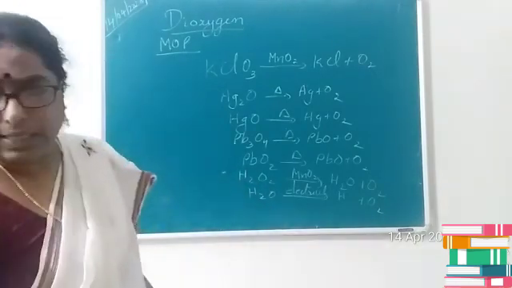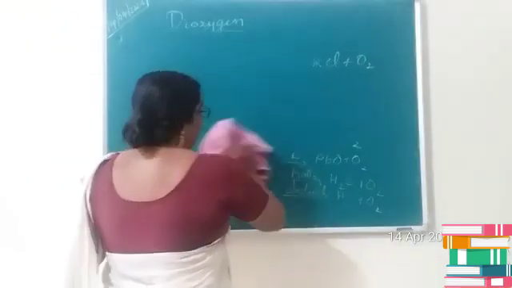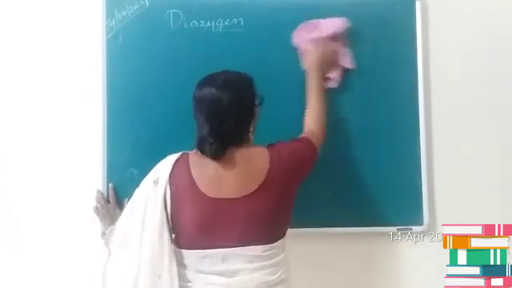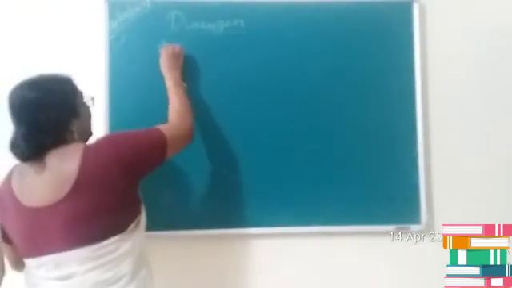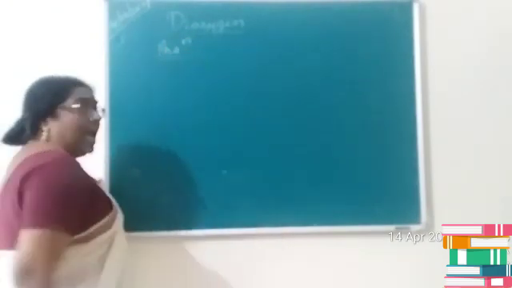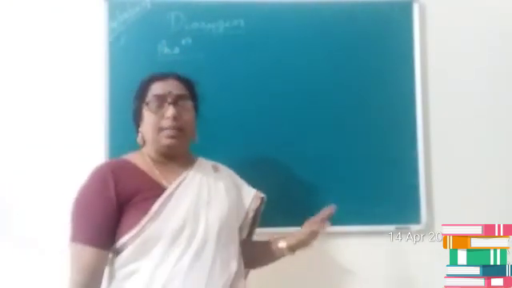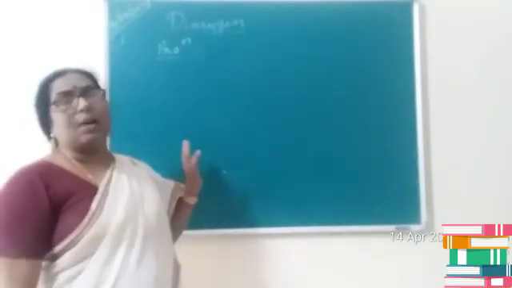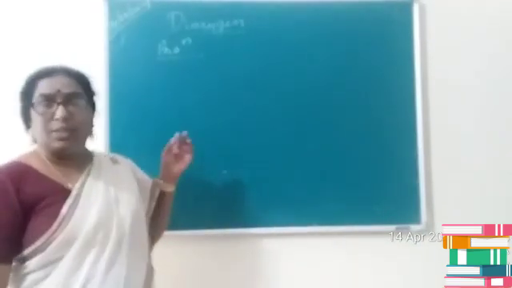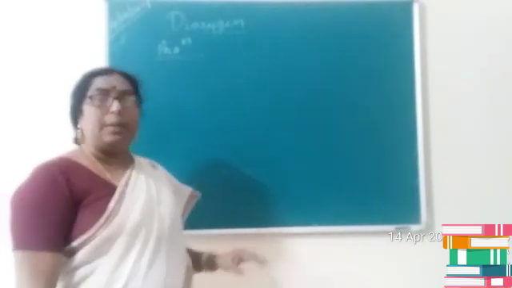Now let us consider the properties of oxygen. Oxygen is a colorless, odorless gas. All of us know that oxygen is a colorless, odorless gas, and it is soluble in water. The presence of oxygen in water helps aquatic life to survive there. So oxygen is soluble in water.